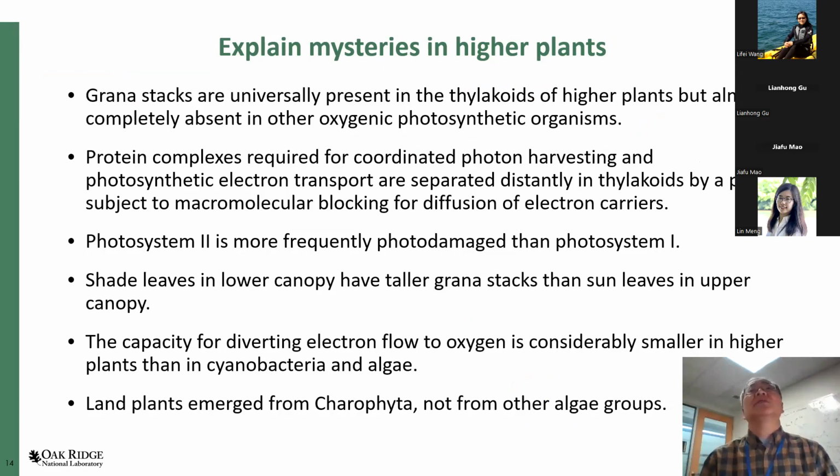Grana stacks are universally present in the thylakoids of higher plants, but are almost completely absent in other oxygenic photosynthetic organisms. Protein complexes required for coordinated photon harvesting and photosynthetic electron transport are separated distantly in thylakoids by a path subject to macromolecular blocking for diffusion of electron carriers. Photosystem 2 is more frequently photodamaged than photosystem 1. Shade leaves in lower canopy have taller grana stacks than sun leaves in the upper canopy.